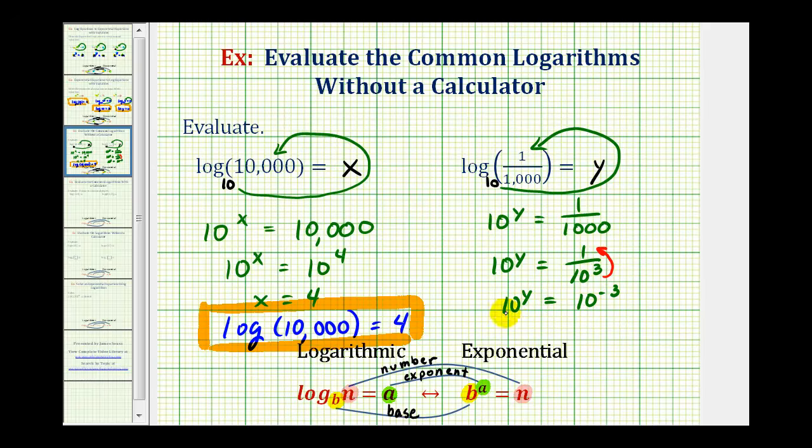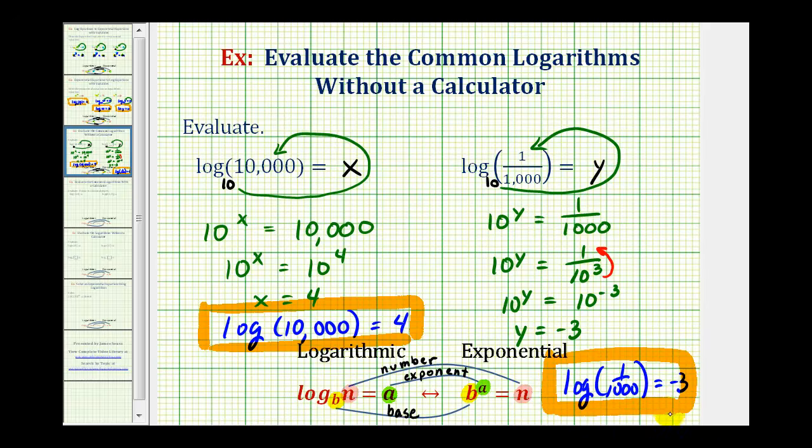Again, if these are equal and the bases are the same, then the exponents must be equal. Therefore, y is equal to negative 3. And if y is equal to negative 3, then the original common logarithm is equal to negative 3, meaning the common log of 1 over 1,000 is equal to negative 3.